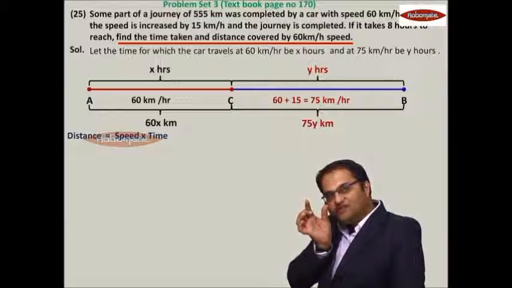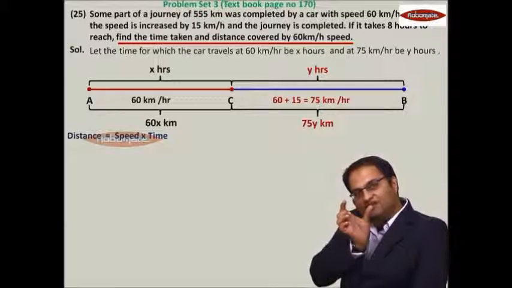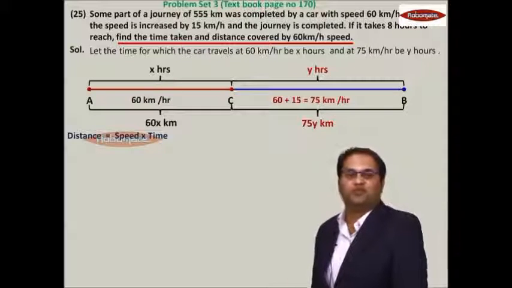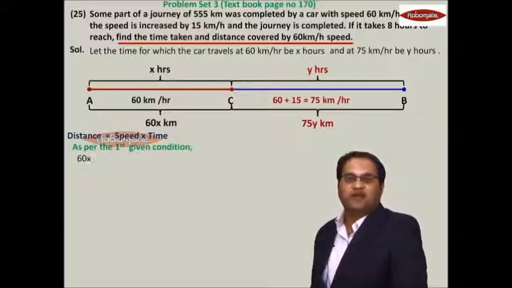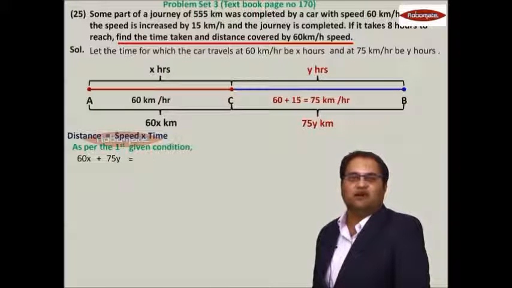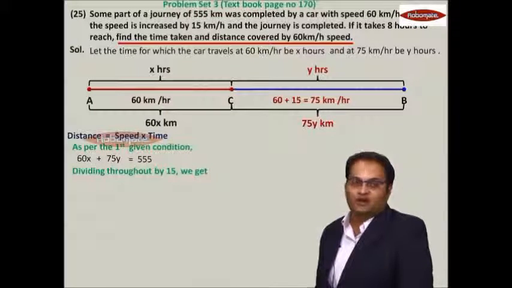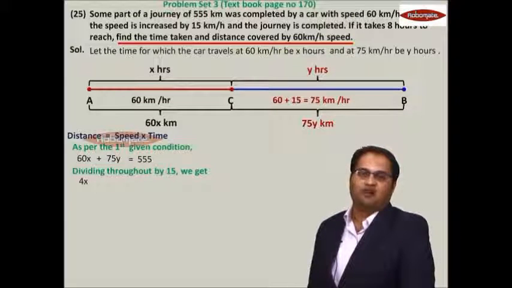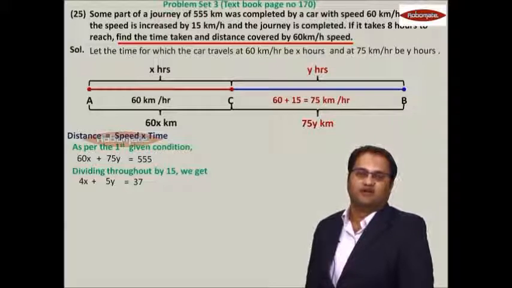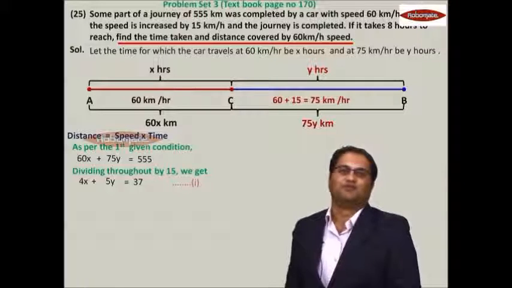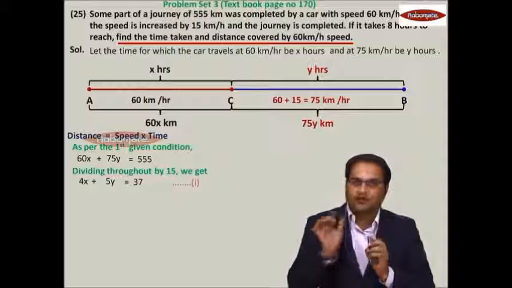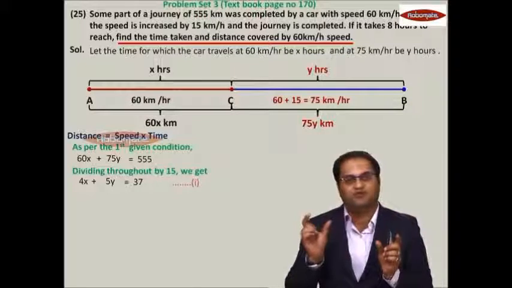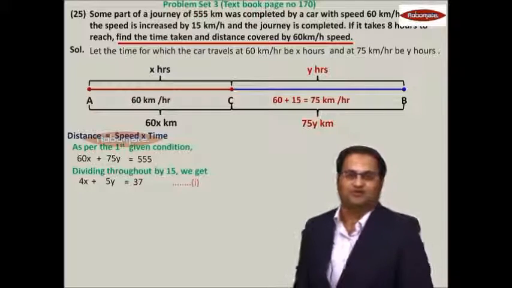So AC distance is 60x, BC distance is 75y, the total distance is 555. So what should be the first equation? 60x plus 75y is equal to 555. Divide throughout by 15, what do we get? 4x plus 5y is equal to 37. Let this be your equation number 1. Is this clear? Because the total distance is 555, so 60x plus 75y is equal to 555, right?